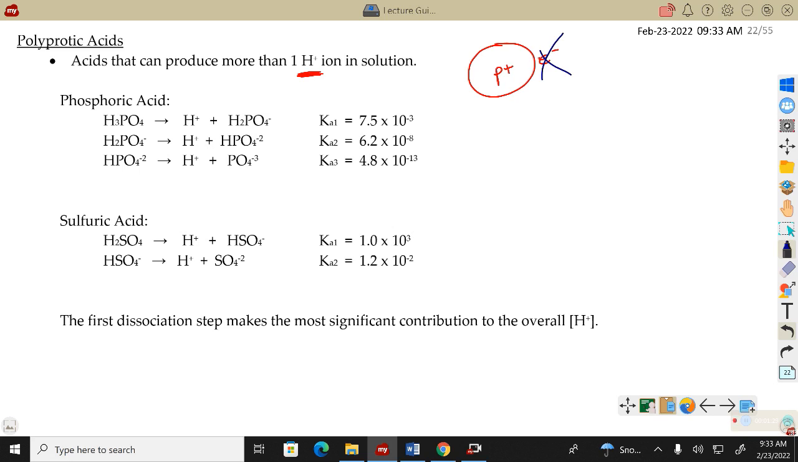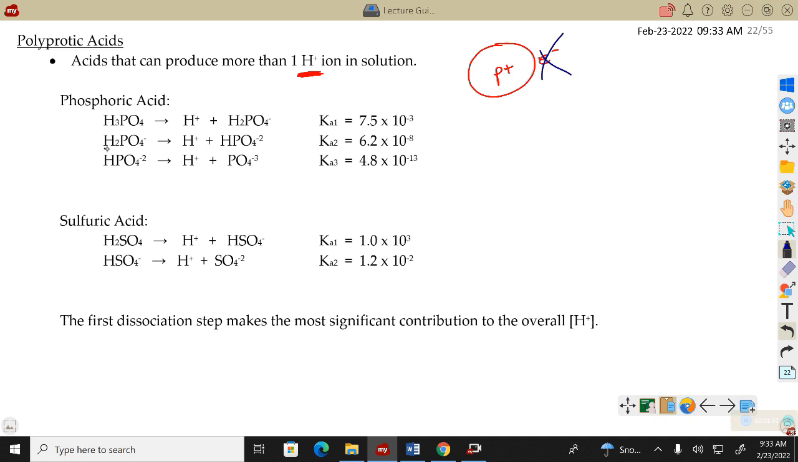Now when I look at the 3 Ka values for the 3 hydrogen ions of phosphoric acid, right away I notice that they're all small. They're all less than 1. So they are all weak acids. And so the first hydrogen comes off and the Ka is 7.5 times 10 to the negative third.